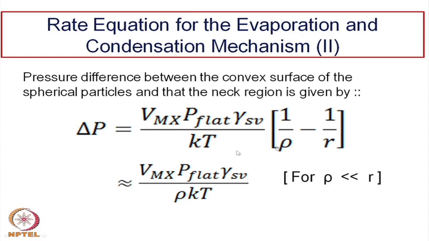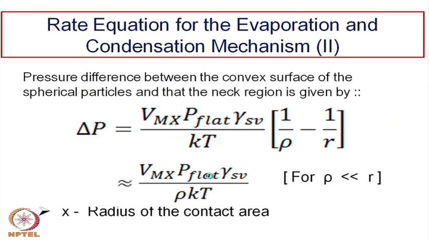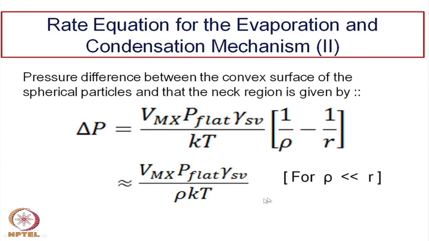And here there are two radii of curvature. One is 1 over rho, another is 1 over r. R is the radius of the initial spherical particle, and rho is the radius of curvature of the concave surface, the neck region, that we have defined earlier. This is rho, this is x, and this is r. x has not come here so far, x will come later.